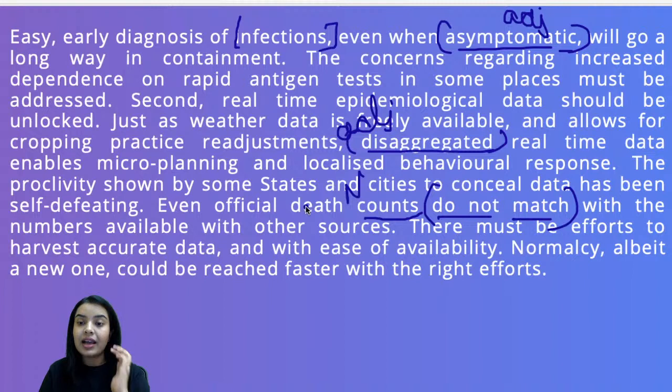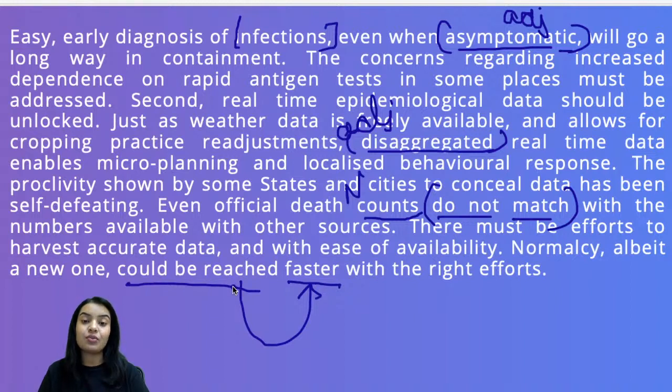And the last one for all of you. Normalcy, albeit a new one, that is, although a new one, could be reached faster. The word faster looks like an adjective, but I'm talking about "could be reached". Faster is the one explaining reached. Reached is a verb, so in this case, it is your adverb.